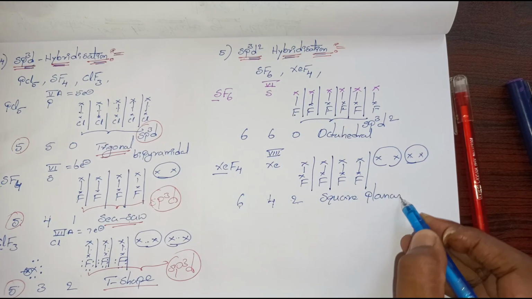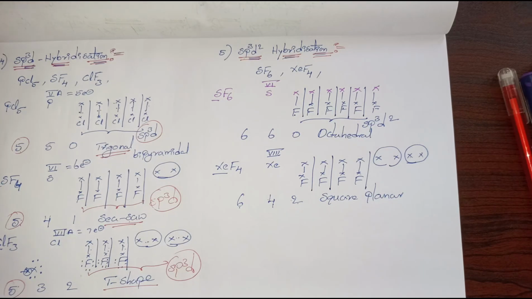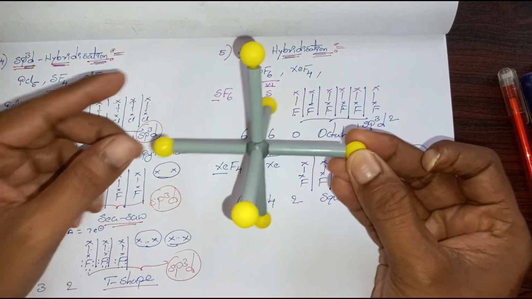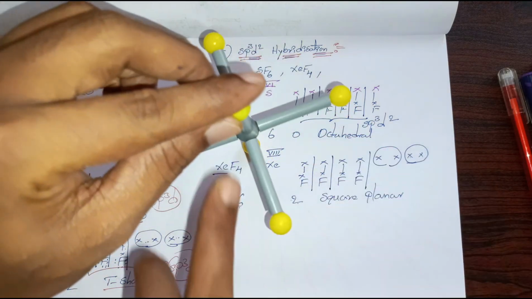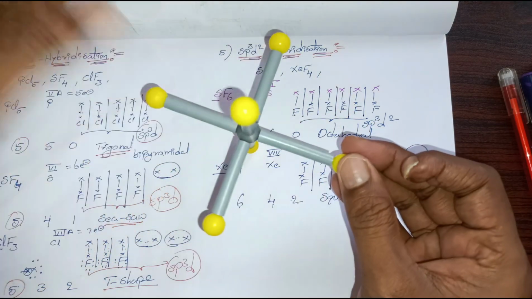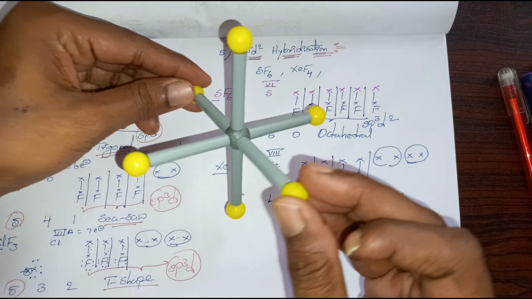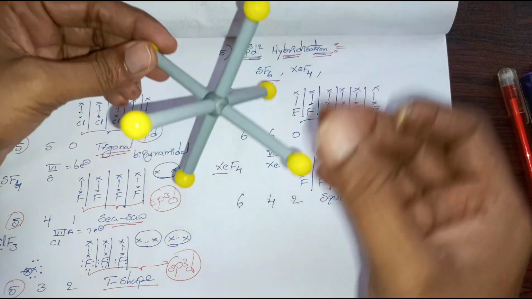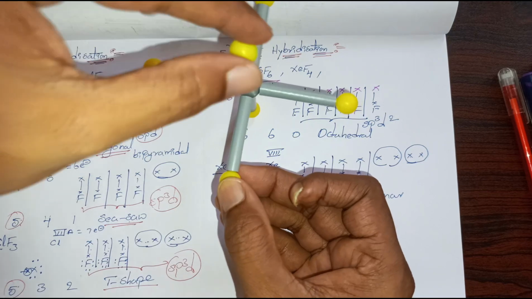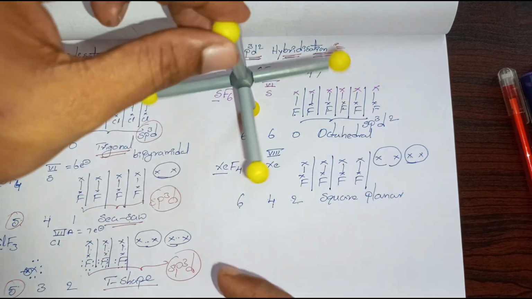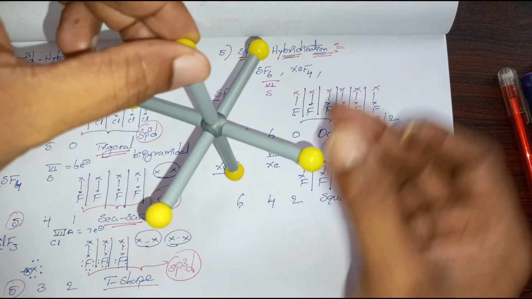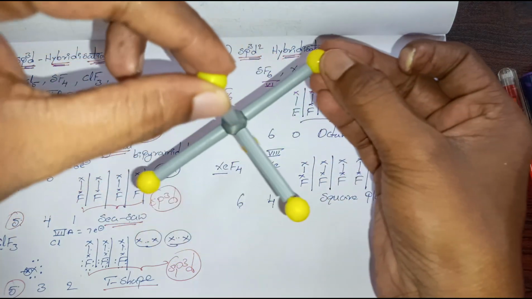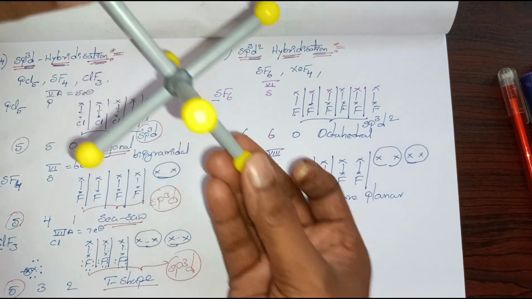Observe here, students, SF6. This is the structure of SF6. All the bonds have equal bond lengths. This is the sulfur central atom. Observe these fluorines: this fluorine, this fluorine, this fluorine and this fluorine are in the same plane.